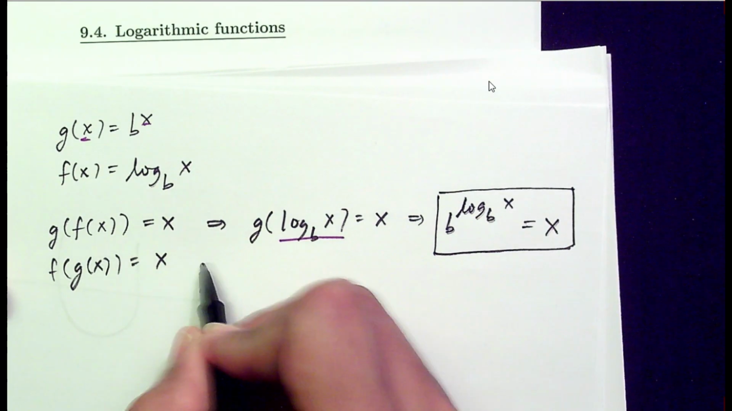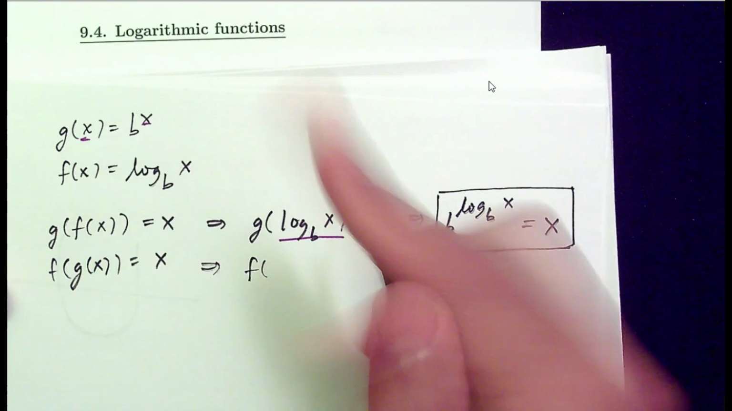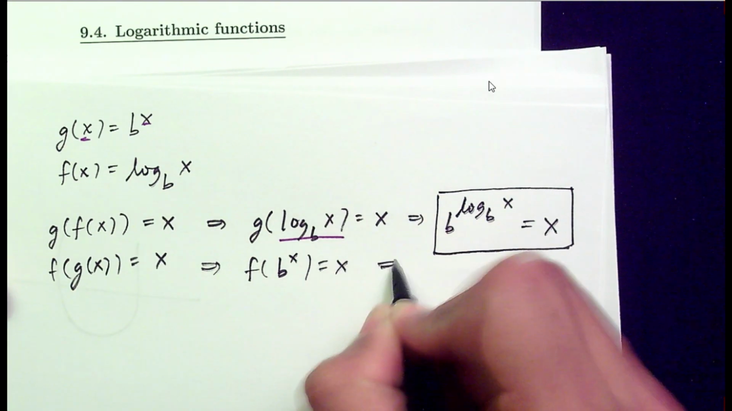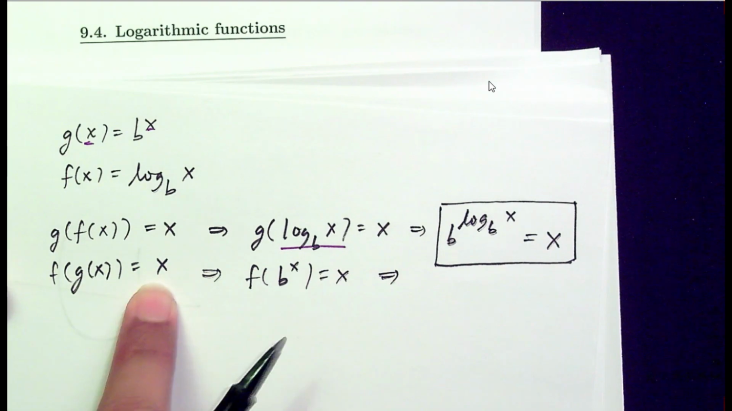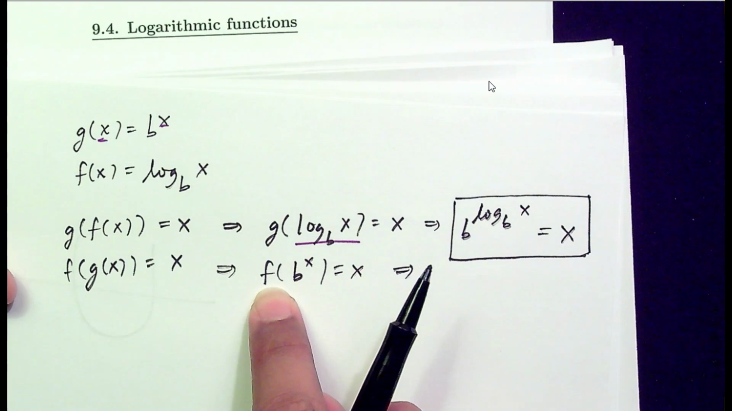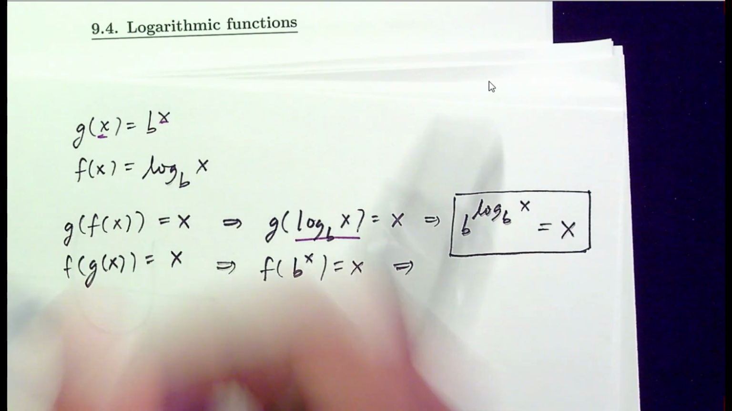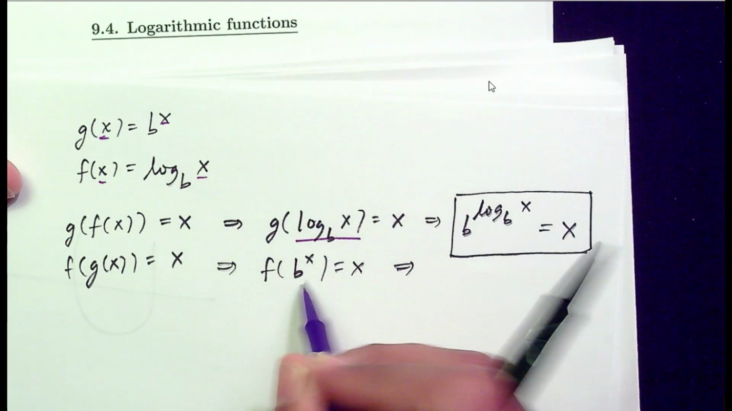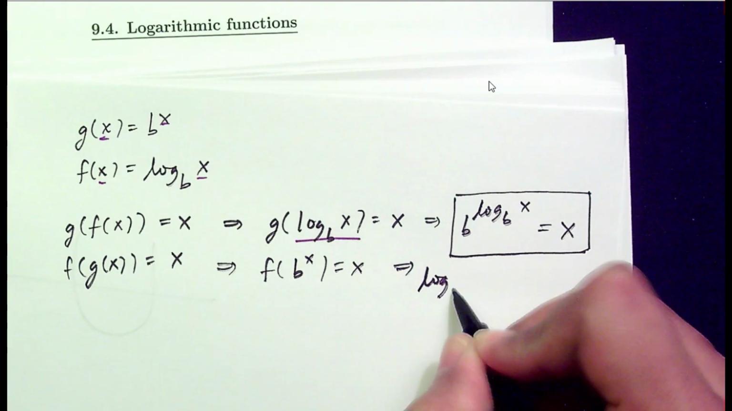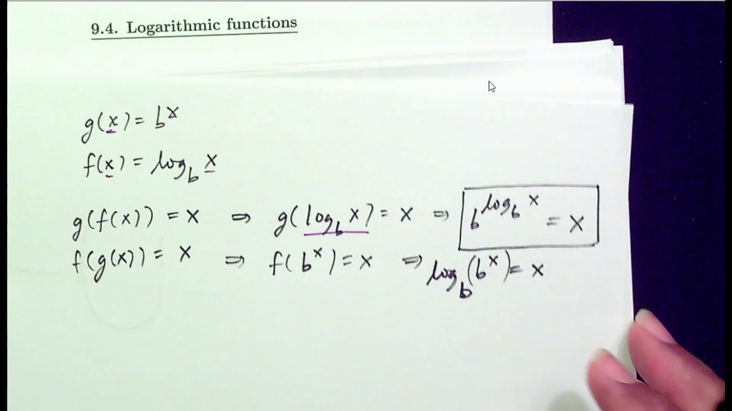And now if you do it from the other side, you're going to get f. What is g of x? g of x is b to the x. So I replace the g of x with b to the x. The left hand side becomes that. The right hand side still stays x. And lastly, what is the formula for f? Well, it is this one. So wherever I see x in this formula, I'm going to replace it with b to the x. So then it's going to look like this. Log b of b to the x equals x. You can put parentheses in there to make it extra clear.